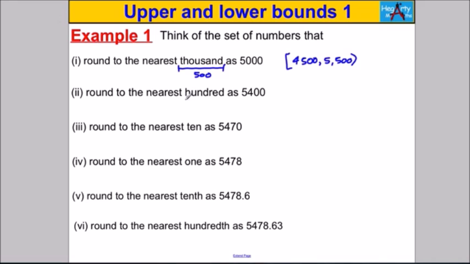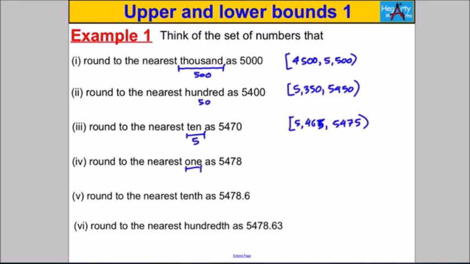Let's do the same thing here. Half of 100 is 50. We're going to subtract it to get 350 for the lower bound. We're going to add it to get 450 with curly brackets to get the upper bound. The nearest 10 here is what we've rounded to. We're going to half that and get 5. So the lower bound is 5465 and the upper bound is 5475 with curly brackets.